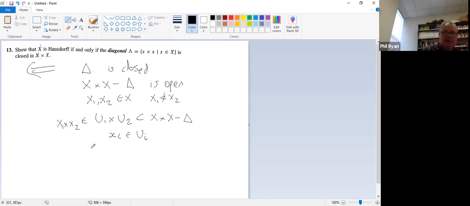Now, we want the ui's to be our neighborhoods, so we want u1 intersect u2 to be empty. And that's true because otherwise we'd have a y cross y, an element of u1 cross u2, but that's in the diagonal, and u1 cross u2 is definitely defined not to be in the diagonal. So we have x is Hausdorff.